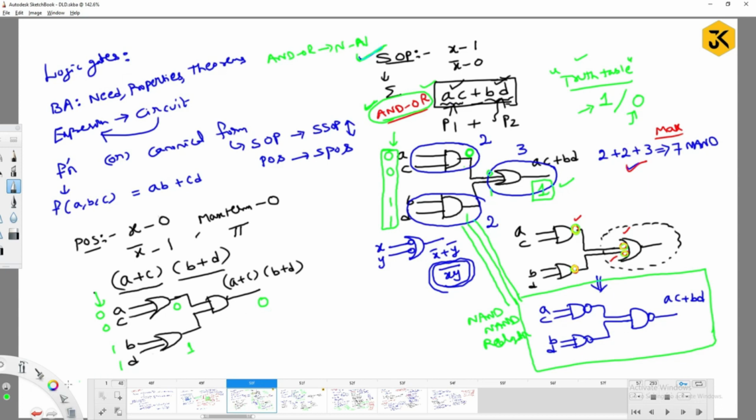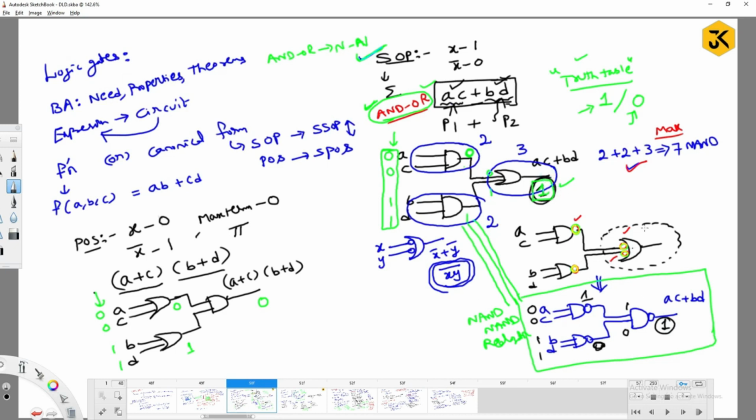Okay, now try to debug this. Is it going to produce the same output? If you give 0011 as input, you have to produce output 1, right? So 0 and 0 on a NAND gate: 0 and 0 is 0, complement is 1. So you get 1 as output. 1 and 1 is 1, 1 complement is 0. And this 1 comes here, 0 comes here, 1 and 0 is 0, 0 complement is 1, right? Both the circuits are the same.